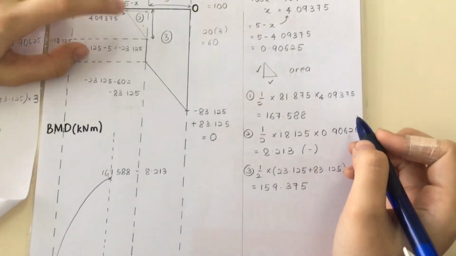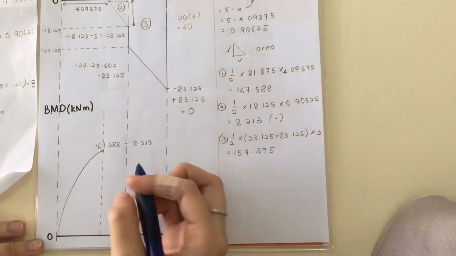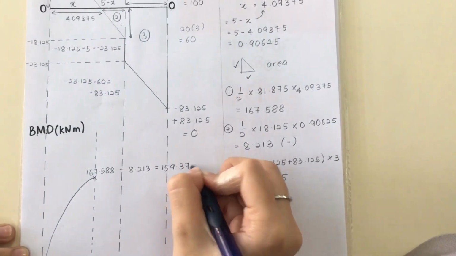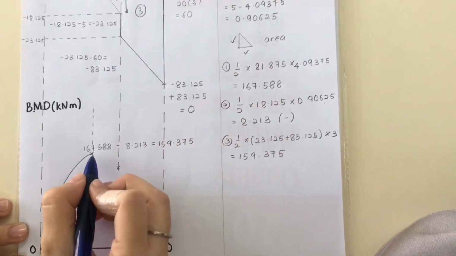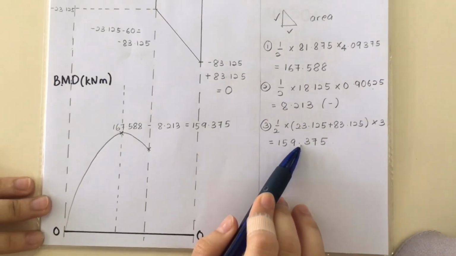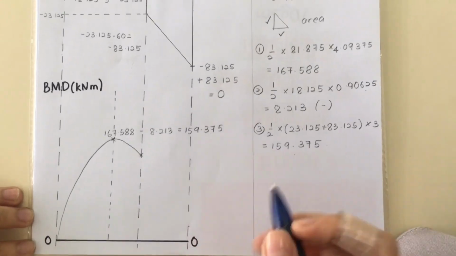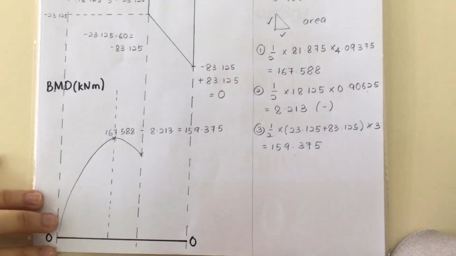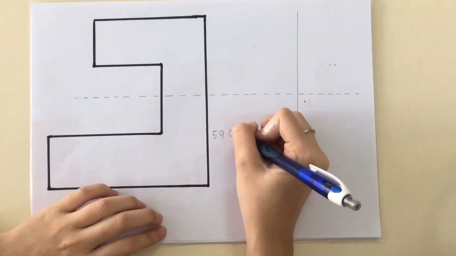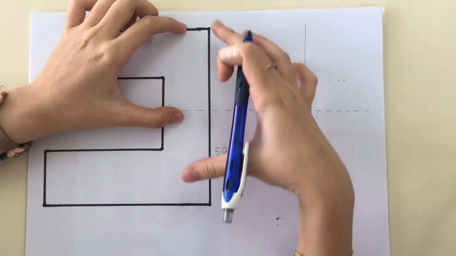Minus the second area because it is negative, so equal to 159.375. And then minus the last area, which is 159.375, and it will be 0. So next is we are going to calculate y for this diagram.